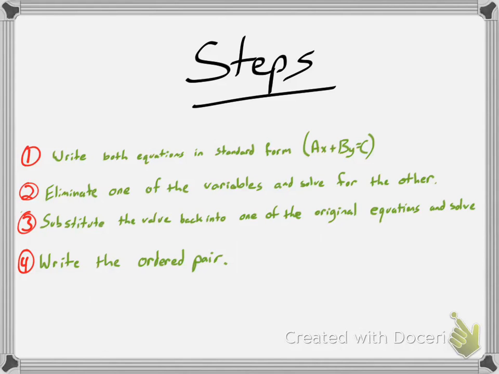Number 3, once you eliminate one of the variables, you're going to solve for the remaining variable. It's going to be left over, so you're going to substitute that one back into the first equation so you can find the last variable. Step 4, you write the ordered pair. Now let me show you what I'm talking about by giving you an example.